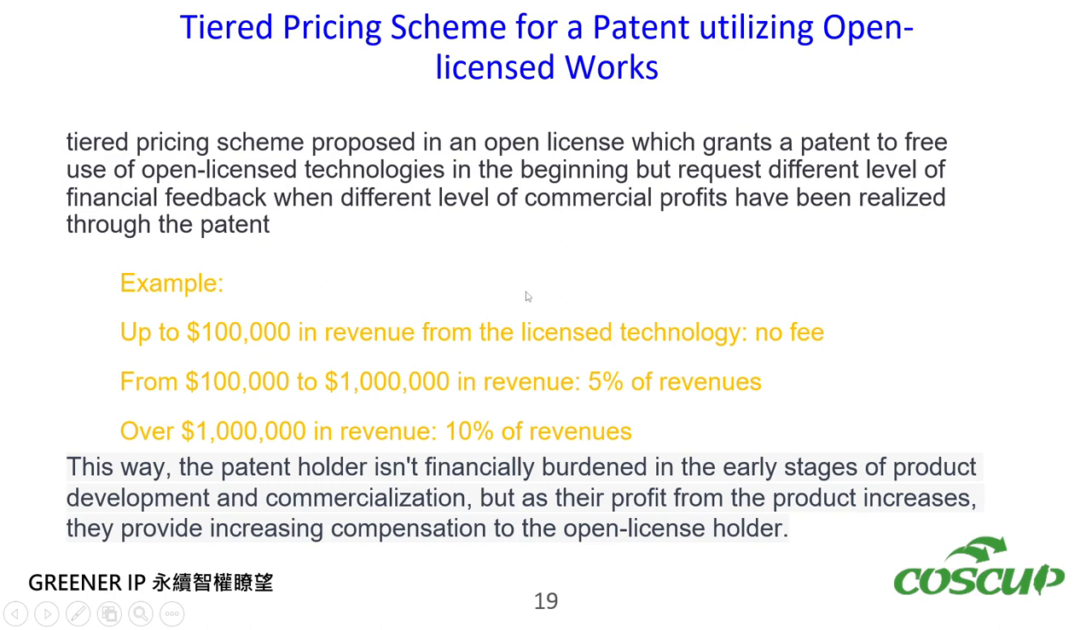Okay, a tiered pricing scheme for patents utilizing open licensed work. A tiered pricing scheme proposed in an open license grants a patent holder free use of open license technologies in the beginning, but requests different levels of financial feedback when different levels of commercial profits have been realized. For example, up to 100,000 in revenue from the licensed technology, no fee; from 100,000 to a higher revenue threshold, 5% of revenues. And beyond that, the licensor might request 10% of the revenues.